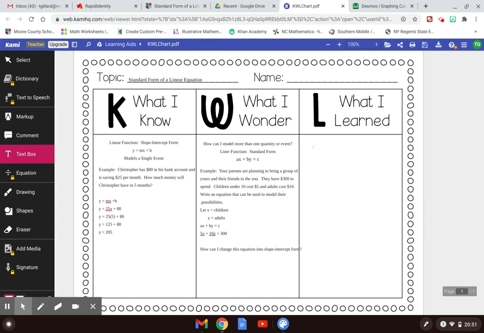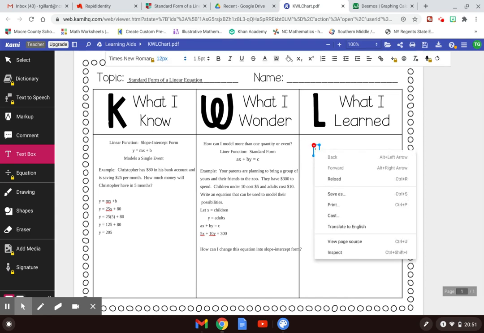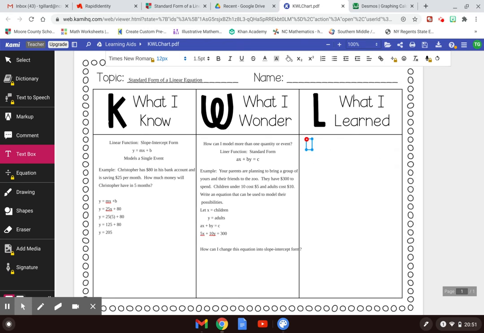All right, so let's summarize what we have learned today over in our L column. So what we have learned is we've learned how to write the standard form of a linear function and change the standard form into slope-intercept form so the function can be graphed.